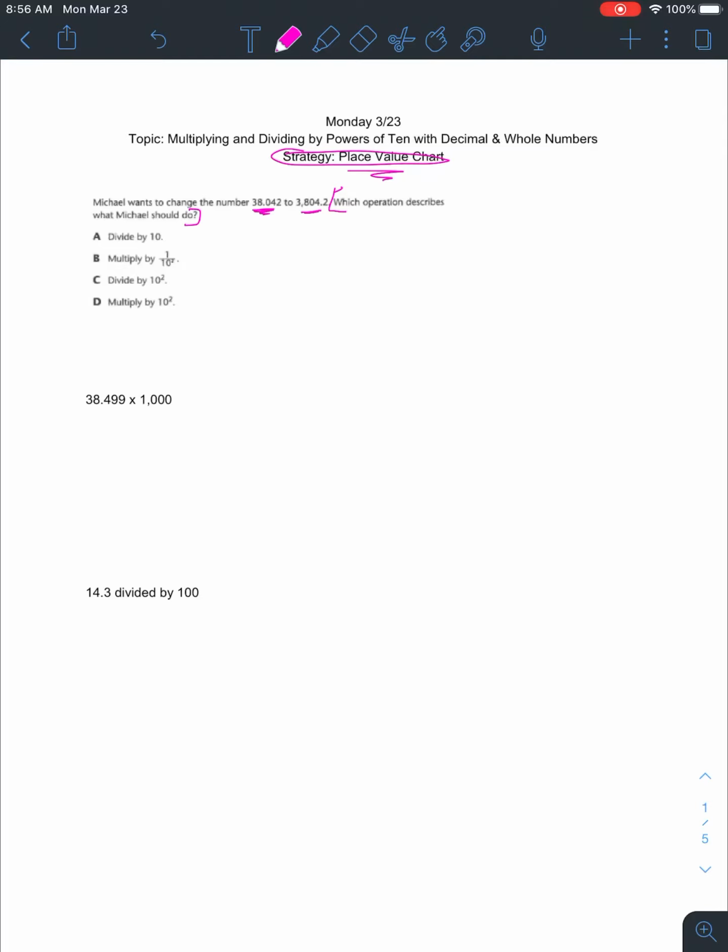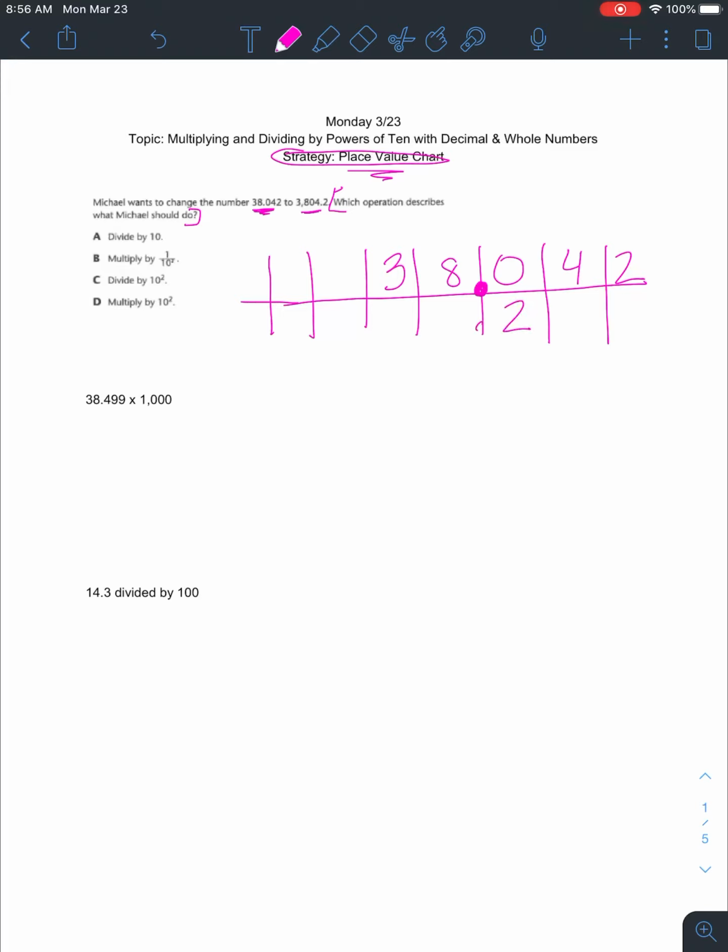Let's start by putting both of these numbers on a place value chart. Make sure your place value chart is large enough to hold all digits. I'm going to start with putting 38 and 42 thousandths on my place value chart. Make sure you're making that decimal point nice and visible. Then I'm going to put 3,804 and 2 tenths on the place value chart. As you can see, I like to work backwards when I'm putting my digits on.